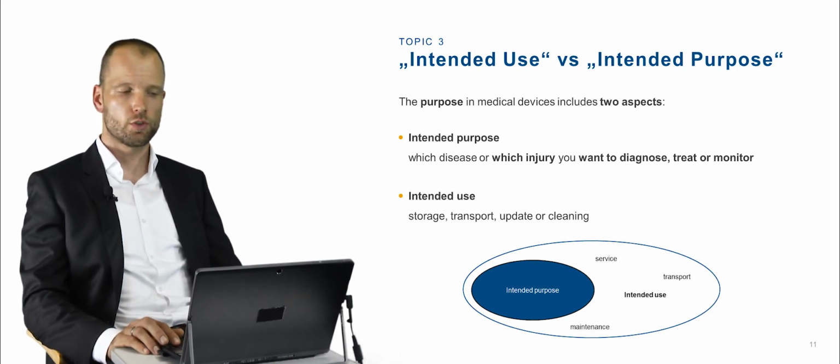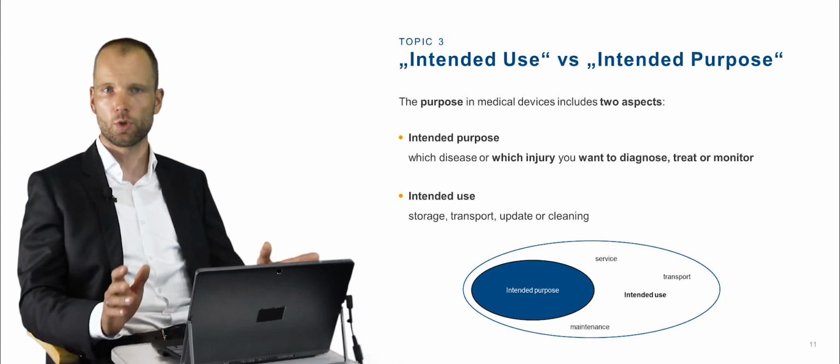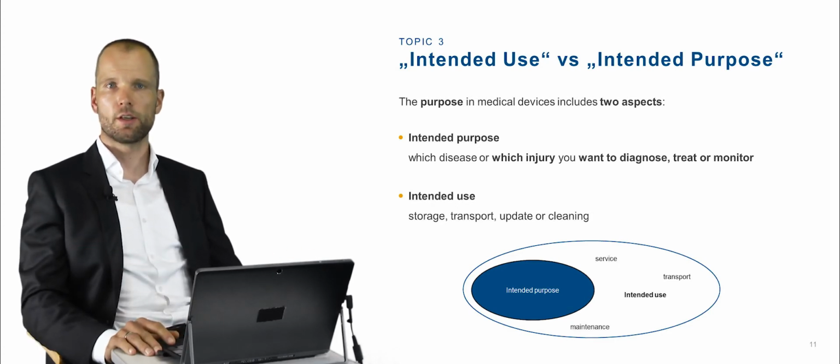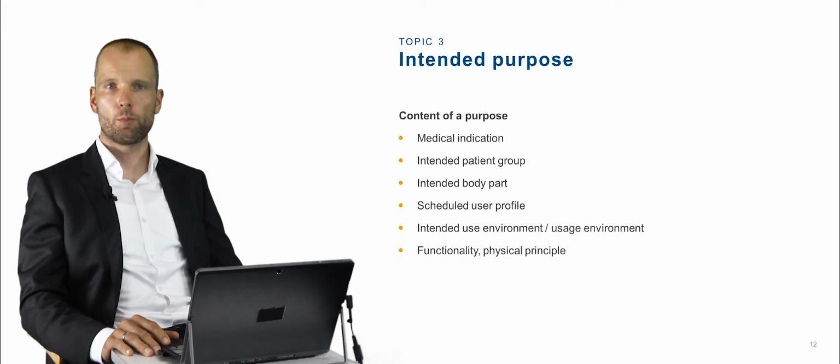Intended use versus intended purpose. Defining the purpose of a medical device includes two aspects. One aspect is the intended purpose. With the intended purpose, manufacturers explain which disease or which injury you want to diagnose, treat or monitor. The intended purpose should include a description of the medical indication, the intended patient group and the intended body part, as well as the user profile and intended usage environment, functionality and physical principle.